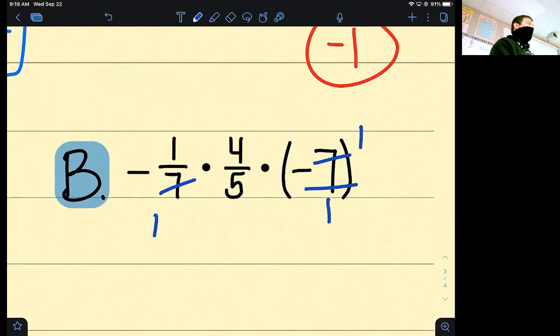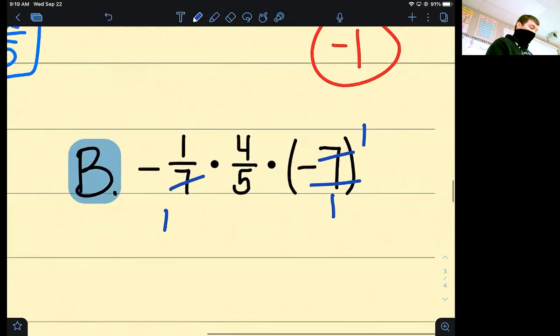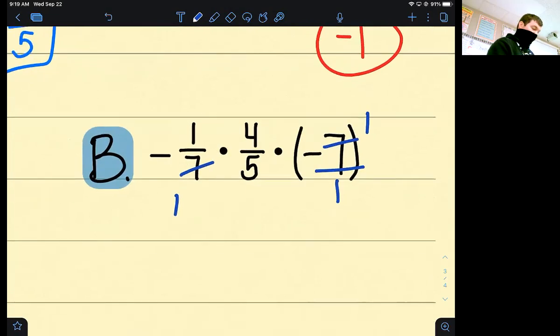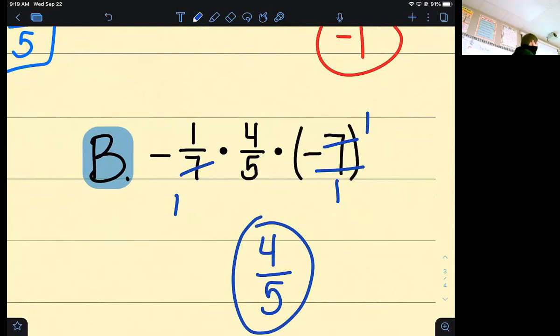Does 4 and 5 cancel? No. Okay. So what's 1 times 4 times 1? And what's 1 times 5 times 1? Yep. And what's 2 negatives make? So essentially what we have going on here is that 1/7 of 7 is just 1. So we're just multiplying 4/5 by 1, and that's why it's going to stay 4/5. Positive 4/5. Last question.